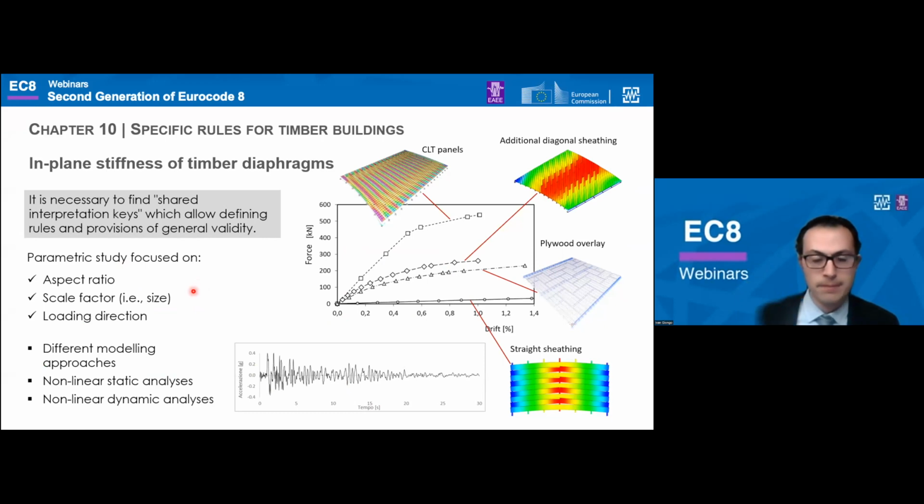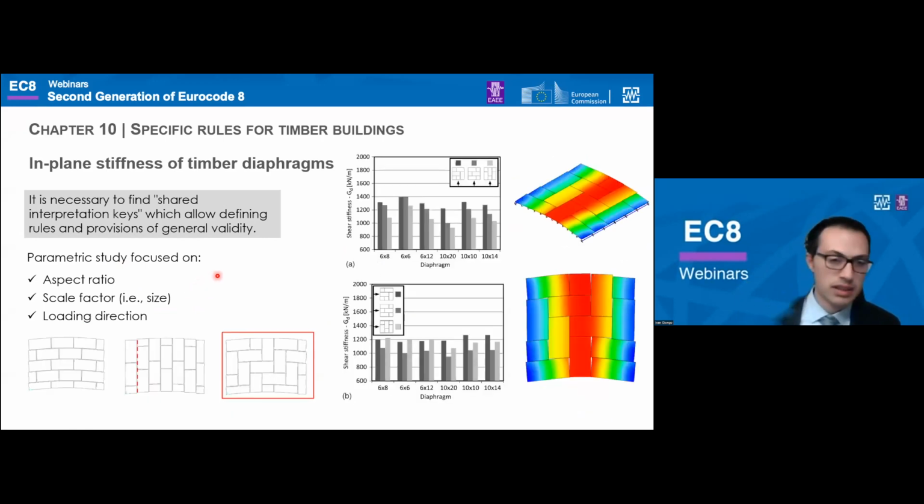the scale factor. And also among the several aspects investigated with the parametric study was the panel layout for the retrofit solution with wood-based panel overlay. And as can be guessed from the bar charts here, the optimal choice appeared to be that of this herringbone pattern, and traces of such evidence can be found in the general recommendations for retrofitting the diaphragms that are reported in section 10.8, if I remember correctly.